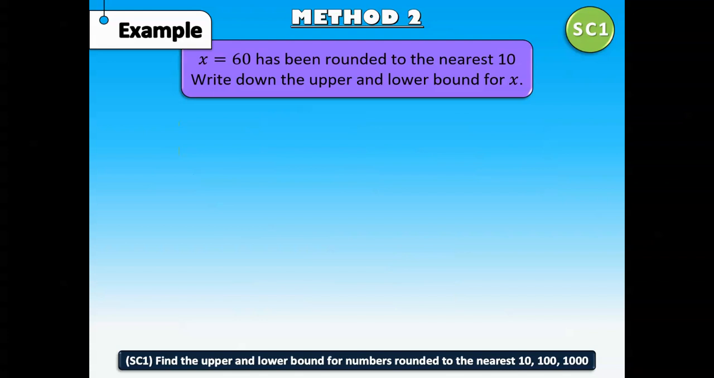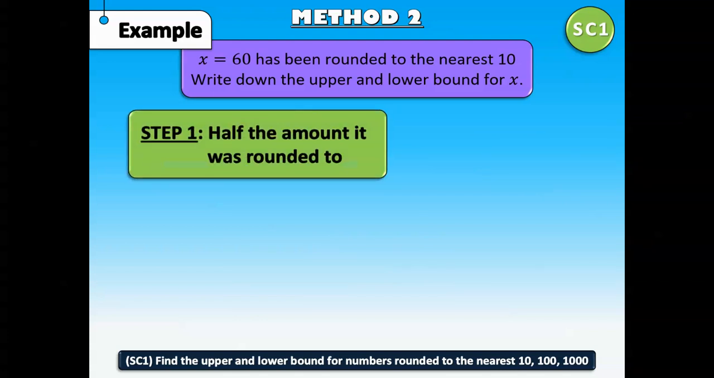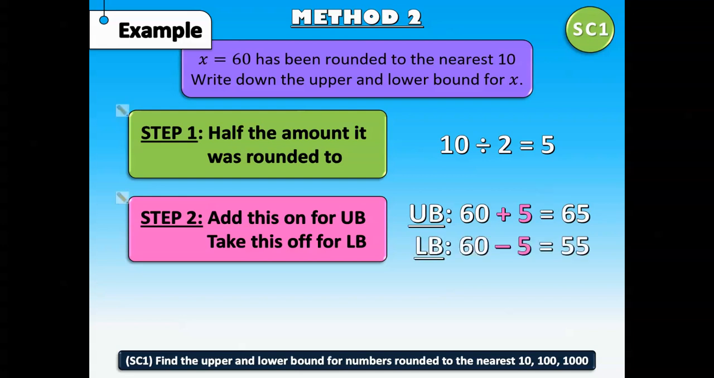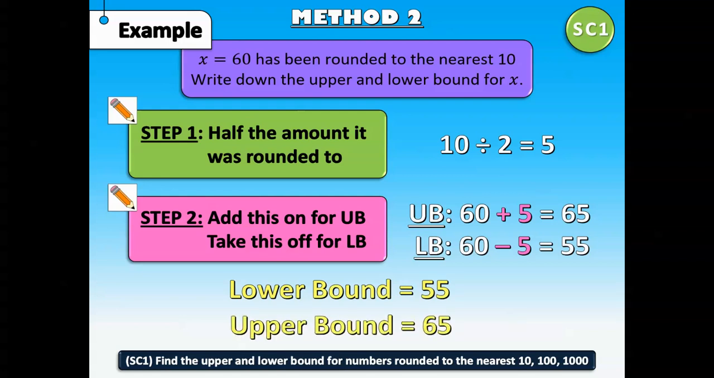Now the trick to finding the upper and lower bounds is to simply half the amount that it was rounded to. So it was rounded to the nearest 10, and half of 10 is 5. To find the upper bound, we add 5 onto 60, and to find the lower bound, we take 5 away from 60. So the lower bound is 55, and the upper bound is 65.